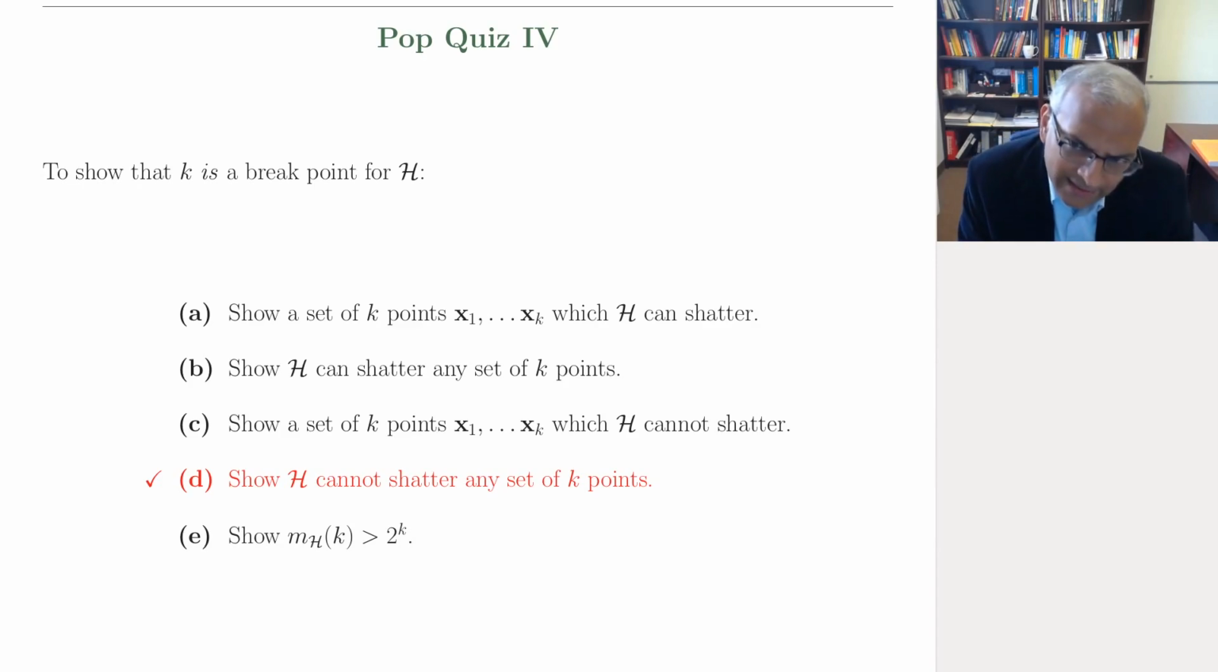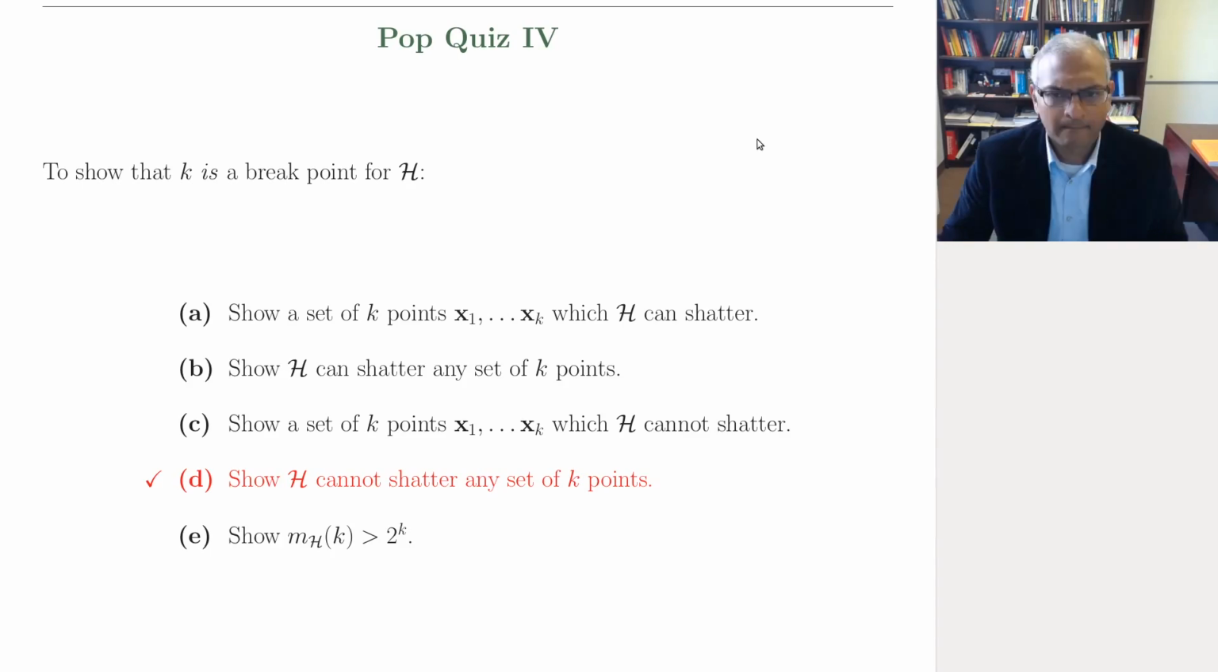And if you even thought for a minute about E, then you really need to go and review last lecture, because, by definition, the growth function cannot be bigger than 2 to the K. It's upper bounded by 2 to the K. So E is not possible in any world where we define the growth function as a number of dichotomies on K points.